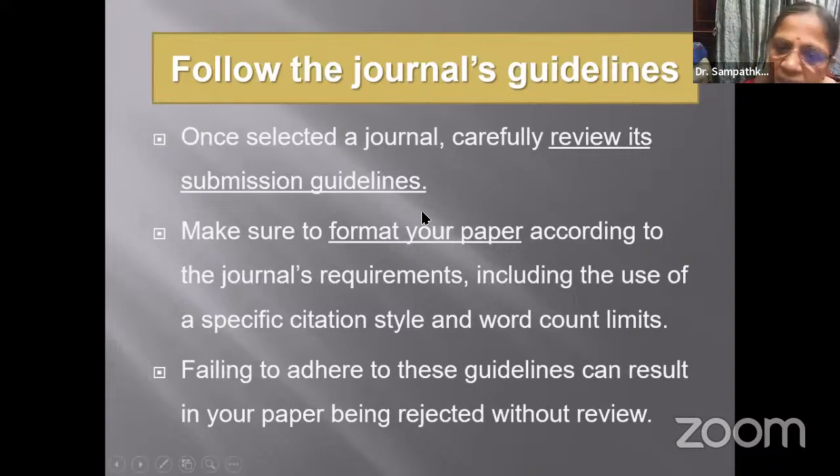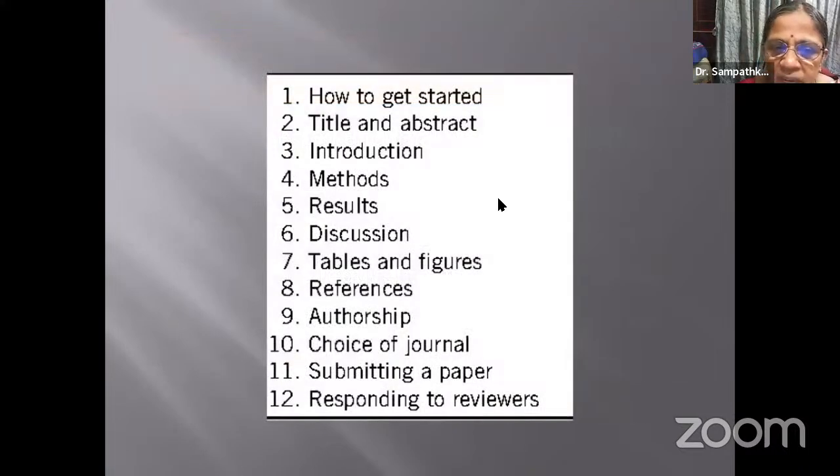Once you have selected a journal, carefully review its submission guidelines and make sure to format your paper according to the journal requirements. All of you will know about the abstract, and we wrote the thesis when we were doing the PG. More or less it will be similar, with small modifications. So according to that particular journal's guidelines, you write and make the paper. Failing to adhere to these guidelines means the paper is rejected, or you have to do some review work. To avoid rejection and review, follow the particular journal's guidelines.